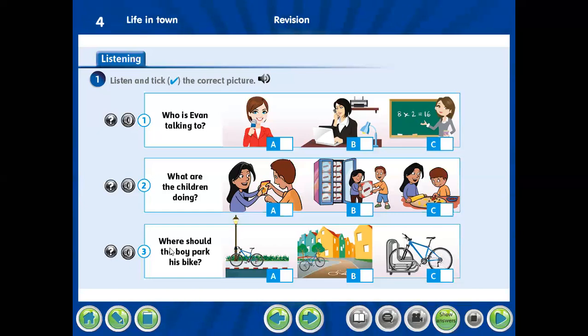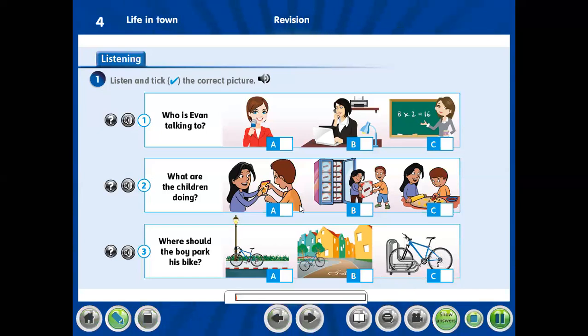Okay, number 3. Where should the boy park his bike? Where? In this part? On the pavement? Or in a bicycle rack? Listen, please, okay? Listen and check.